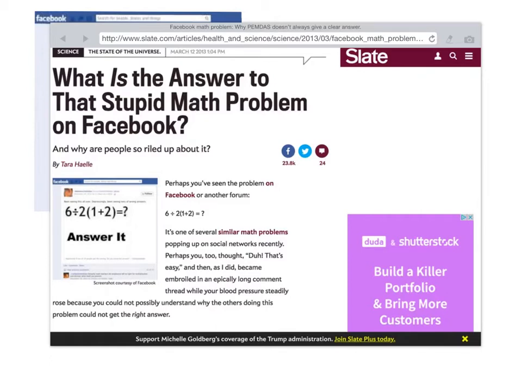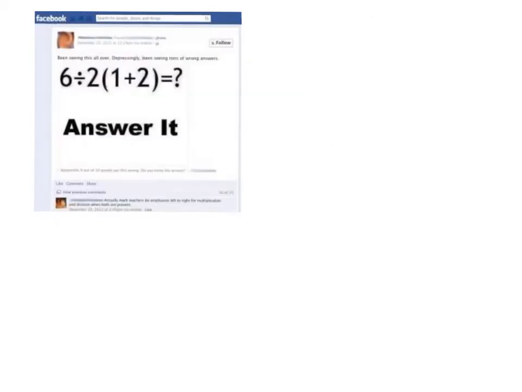So when you see a problem like this, here's how you're going to do it. The P in PEMDAS stands for parentheses. So we're going to do that first. 1 plus 2 we all know is 3. So now we have 6 divided by 2, and then when you have 2 in front of parentheses, that's a times, and then we know our parentheses is 3.